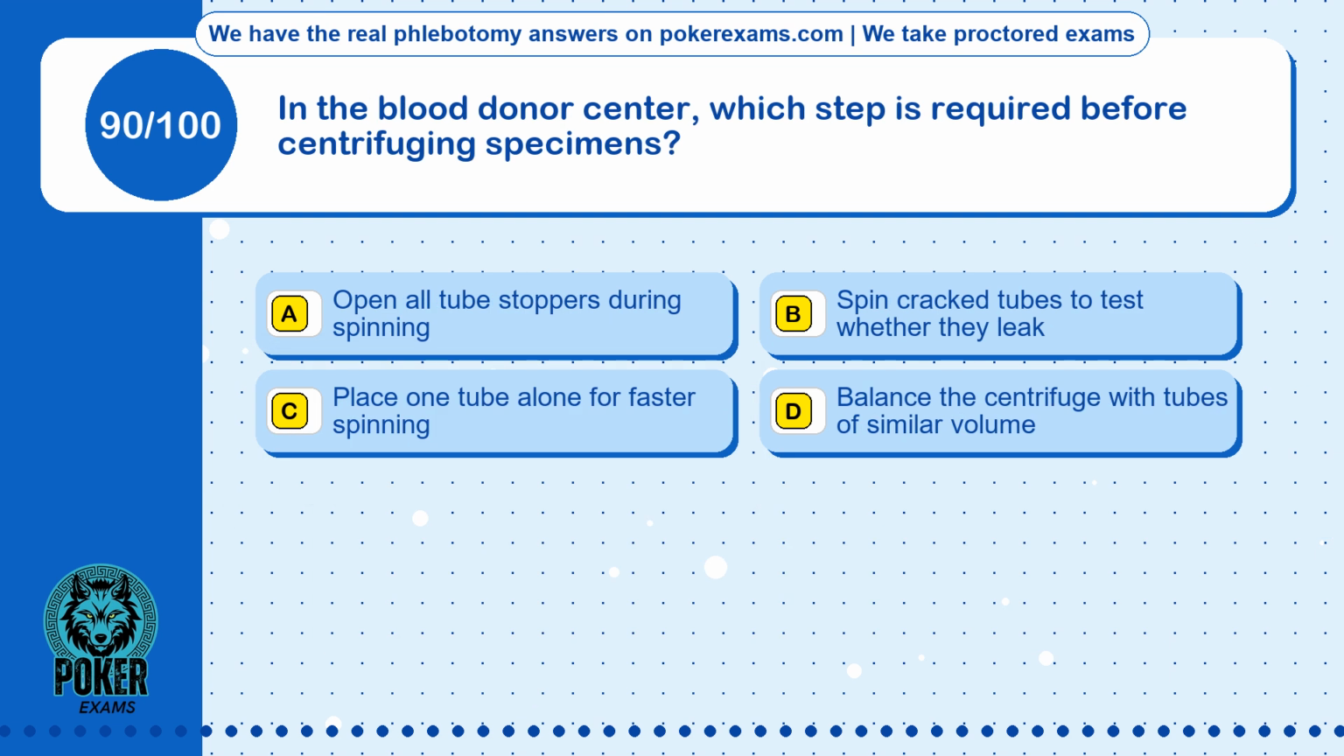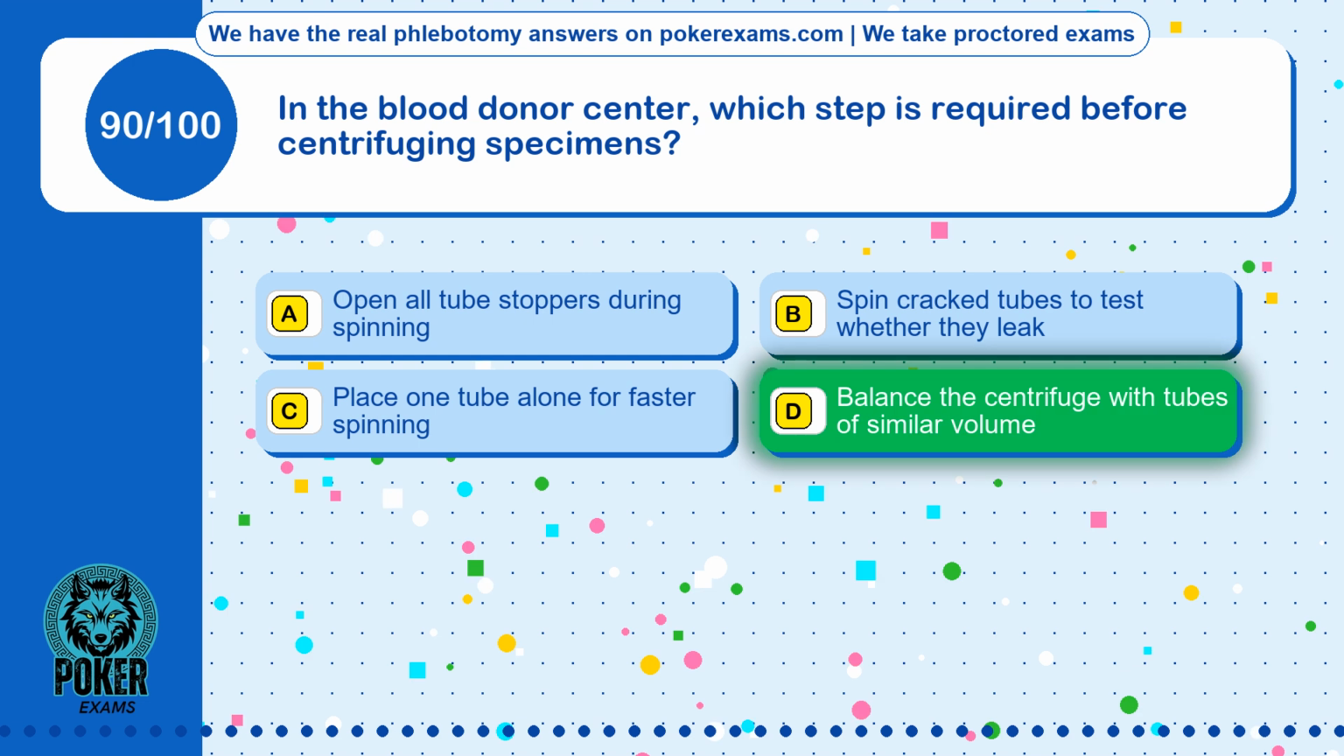Question 90. In the blood donor center, which step is required before centrifuging specimens? Option A, open all tube stoppers during spinning. Option B, spin cracked tubes to test whether they leak. Option C, place one tube alone for faster spinning. Option D, balance the centrifuge with tubes of similar volume.